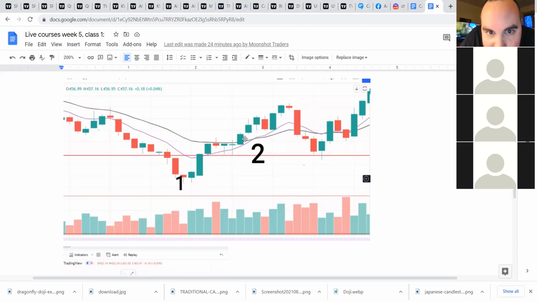What's this? I have a 9 EMA and a 20 EMA. My 9 is the purple and my black is the 20. They're crossing. What is this? Does anybody know? Bull cross. Yep. It's a bull cross or a golden cross.